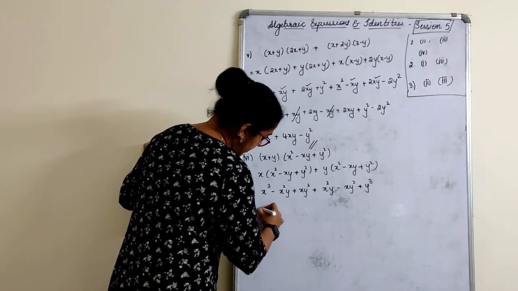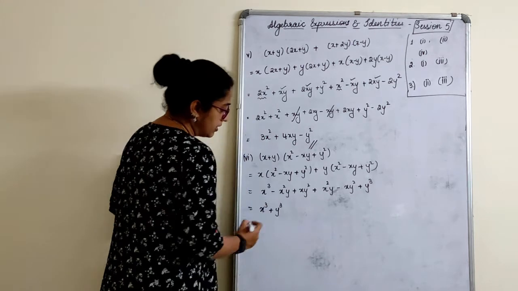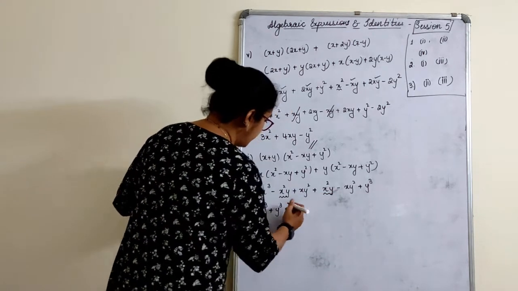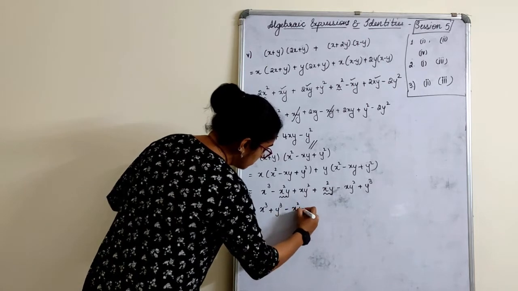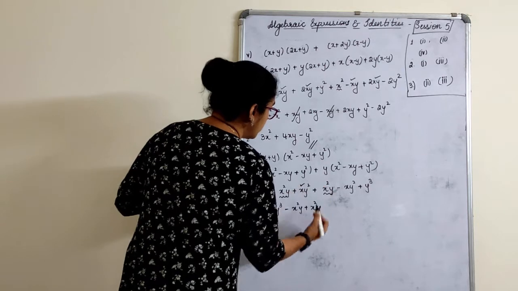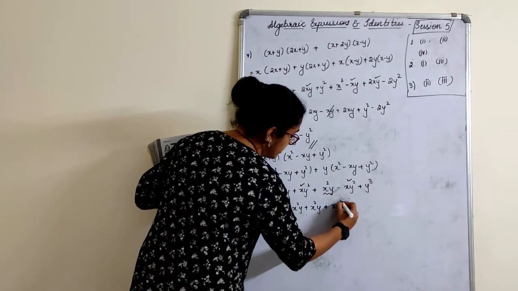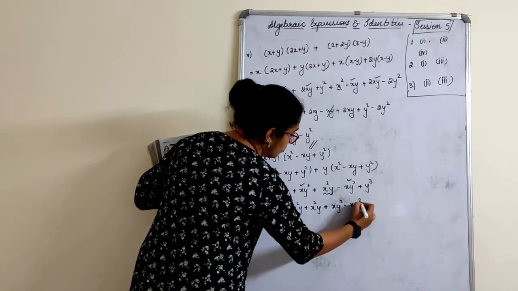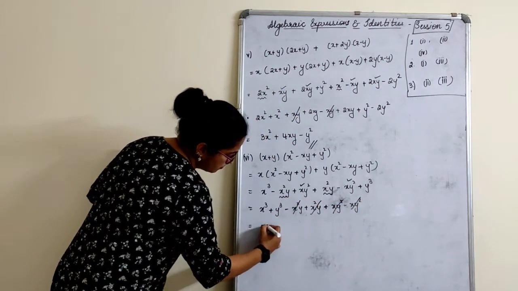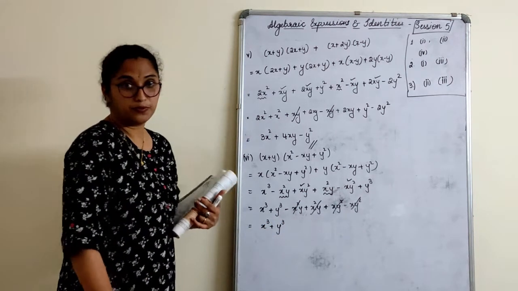Let's group the terms. x cube as it is, y cube as it is. No other terms are there with that. Minus x square y plus x square y. xy square plus xy square minus xy square. Cancel, cancel. Answer is x cube plus y cube.